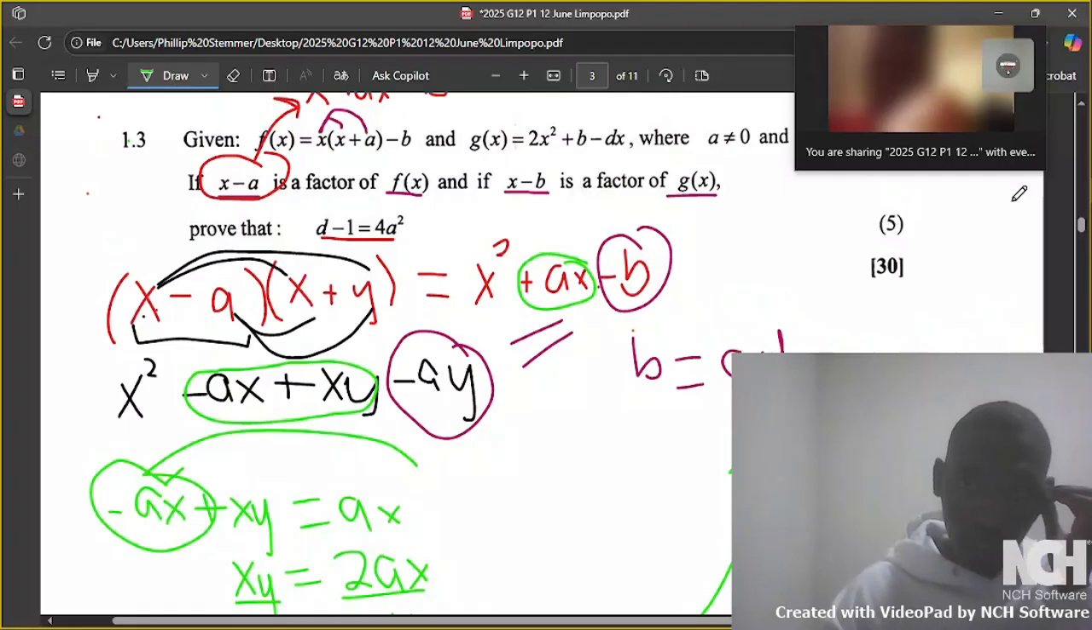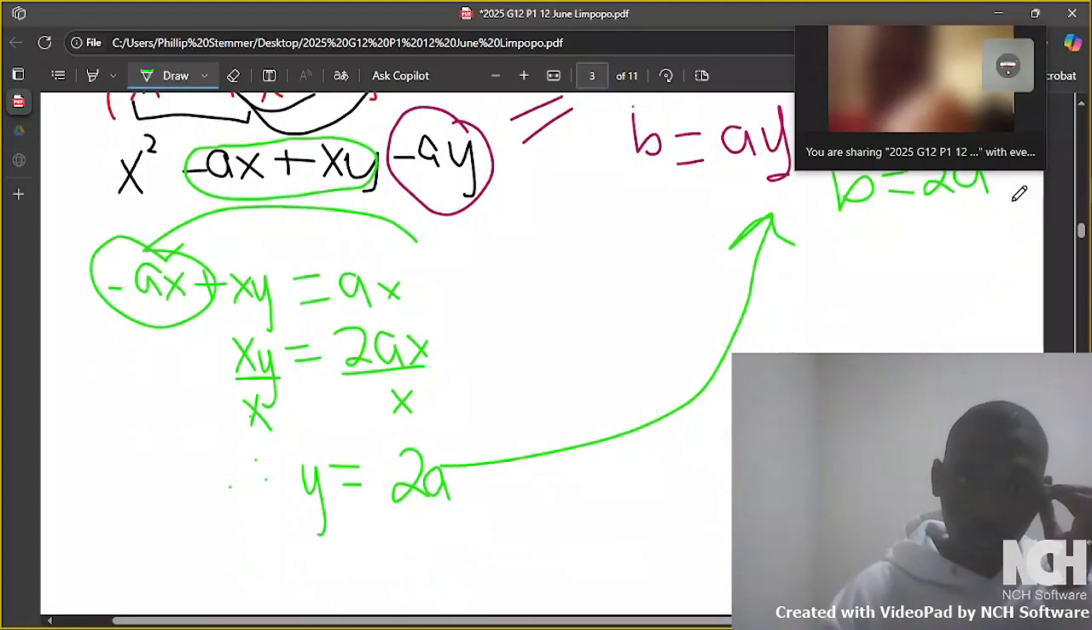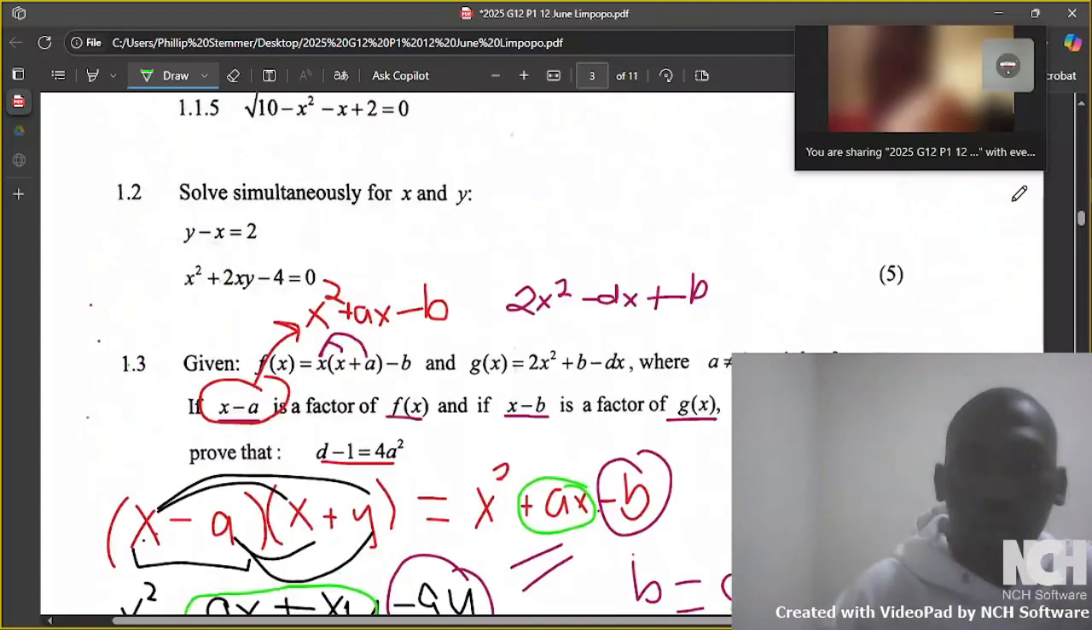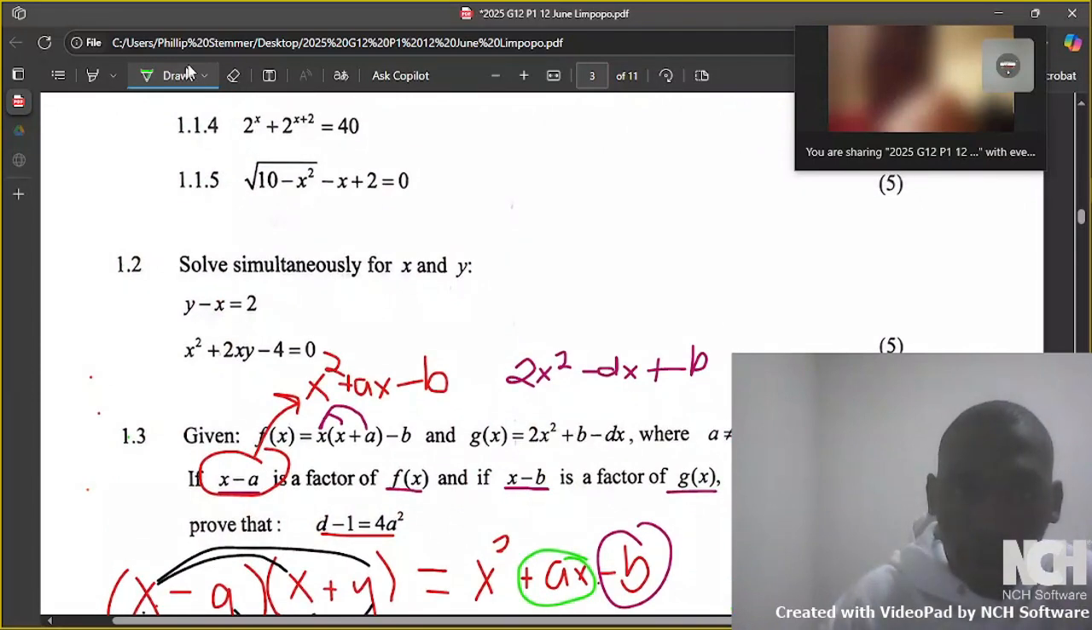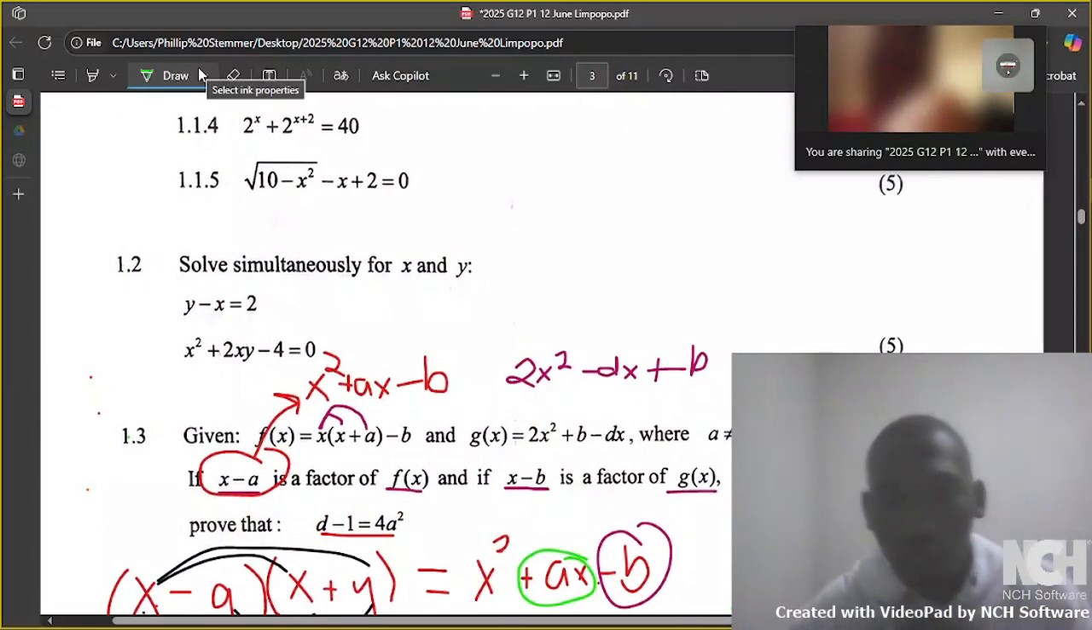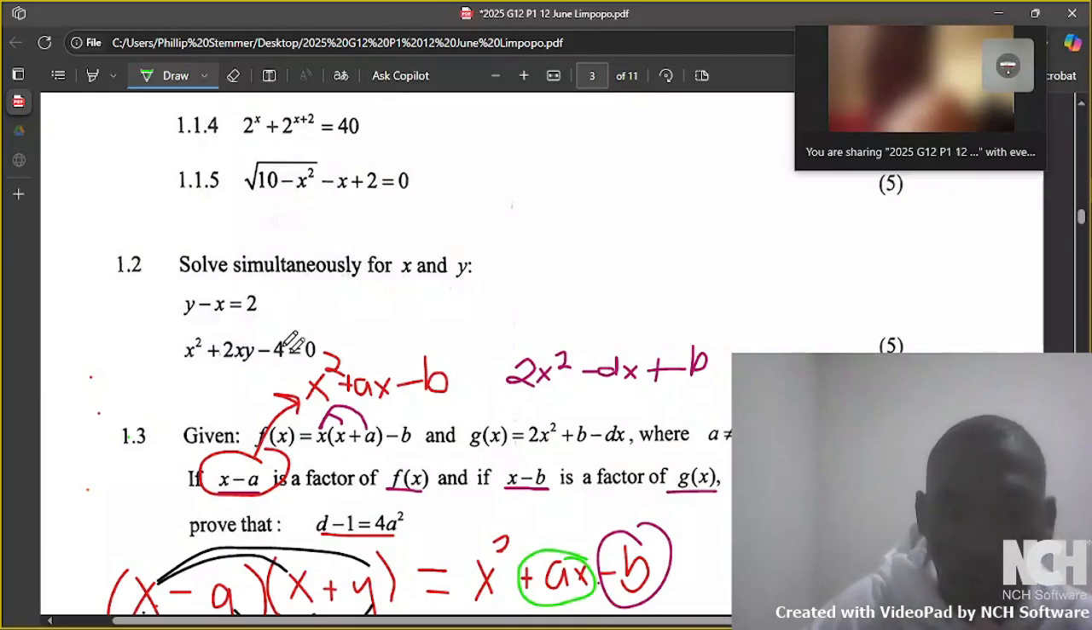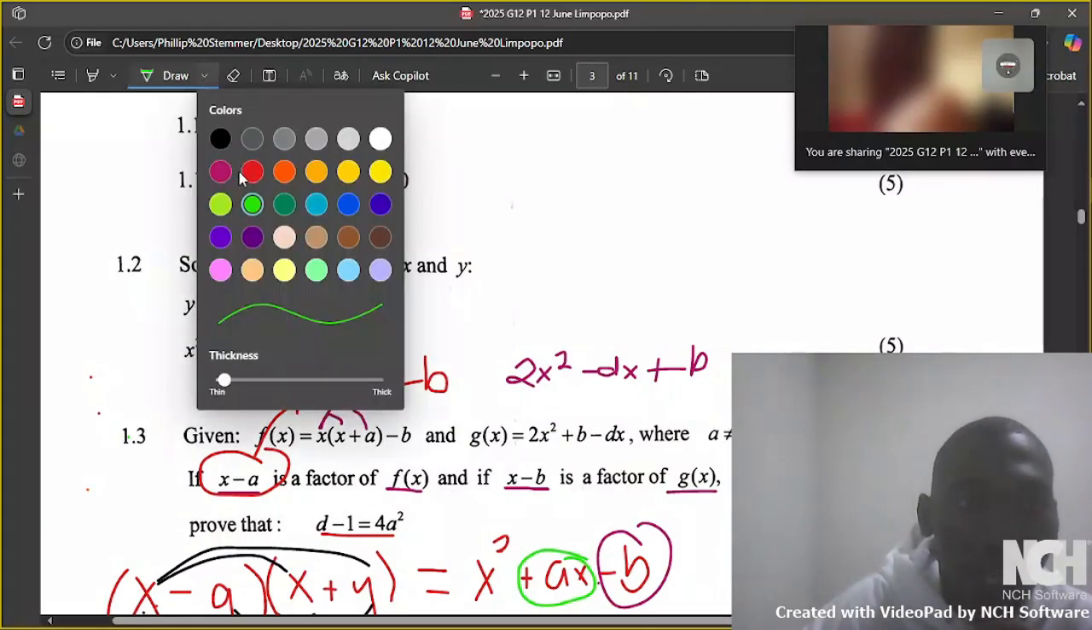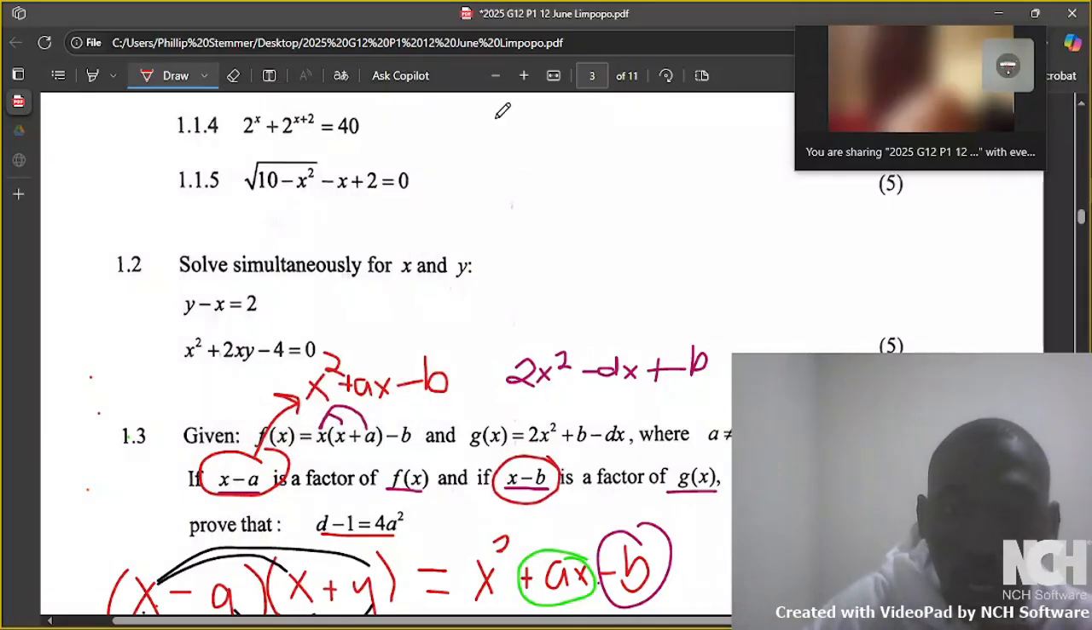And then this part, we read the other part, the other equation. Let's do the 5 marks question. Get the reply. Remember the same method. x minus b, and then the other factor, which is x plus y. Can you go and solve it?